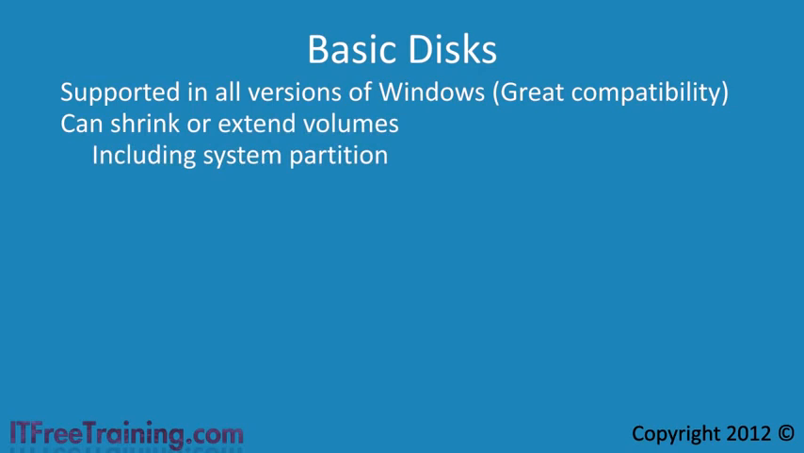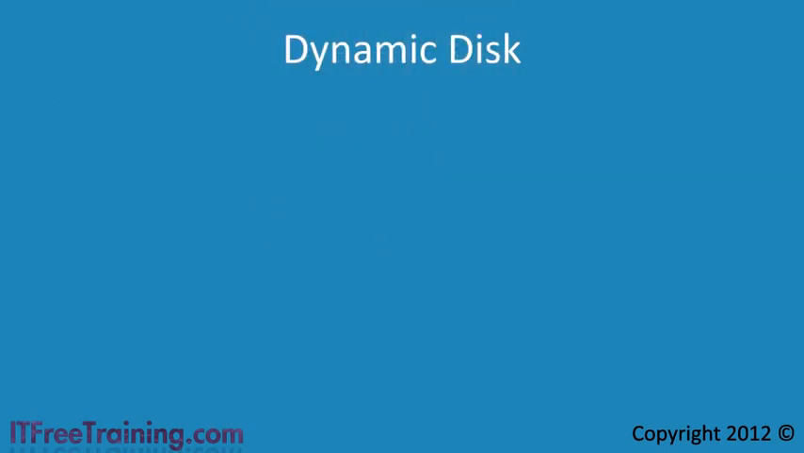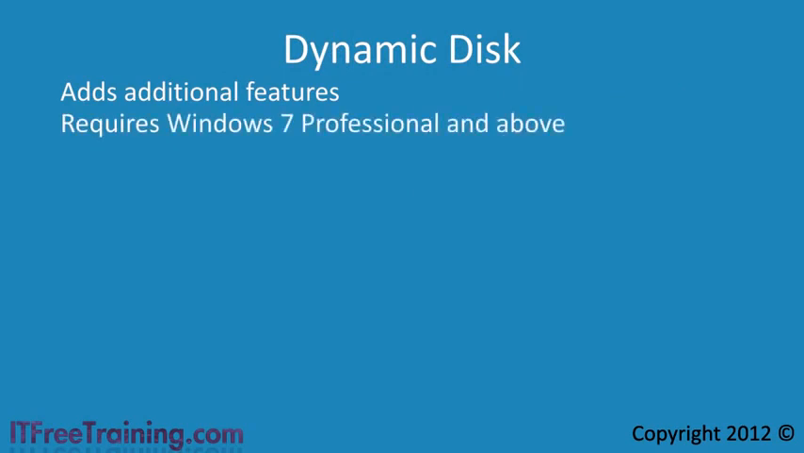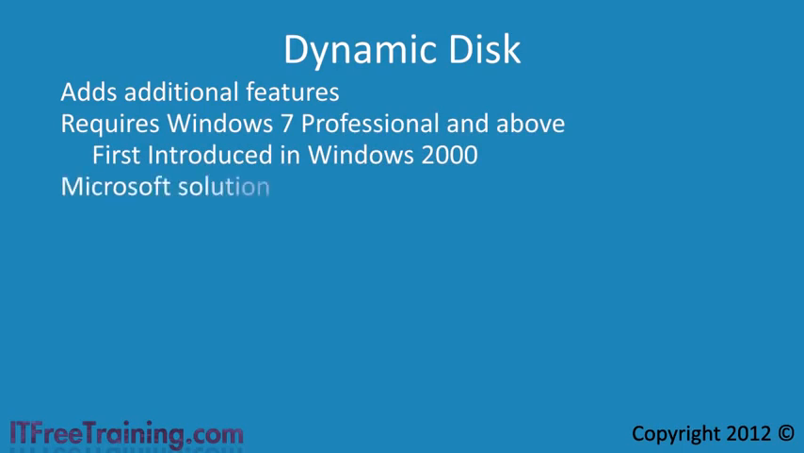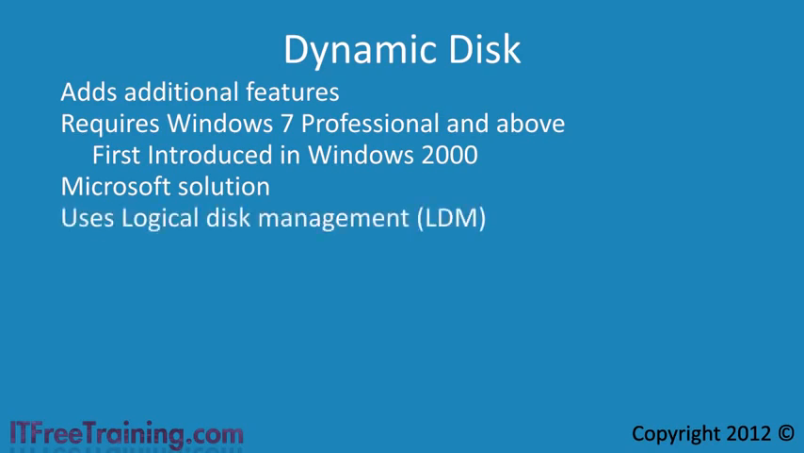The next disk type that Windows 7 supports is dynamic disks. Dynamic disks support more features than basic disks, however, do require Windows 7 Professional or above. Since dynamic disks are a Microsoft solution, alternate operating systems will not be able to read dynamic drives. Besides having more features than basic disks, the big difference with dynamic disks is that it uses logical disk management.